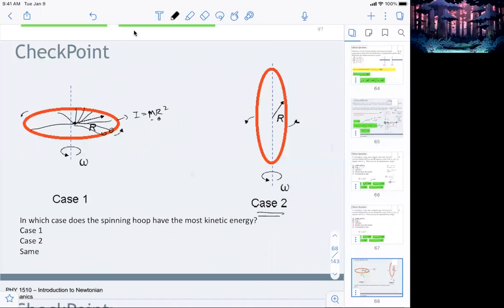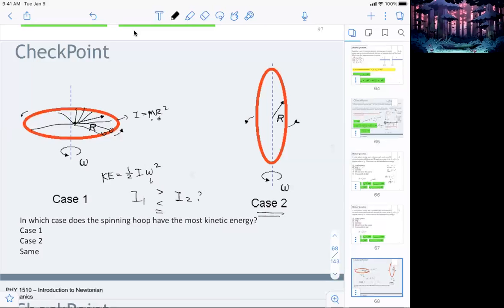let it stand up perpendicular. And do we still have the same kinetic energy? Again, the omega is the same, right? So what we're really comparing is the I. Kinetic energy is 1/2 I omega squared. Omega is the same. So which one has a bigger rotational inertia? Case 1 or case 2? Is case 1 larger than case 2, or smaller, or are they equal?